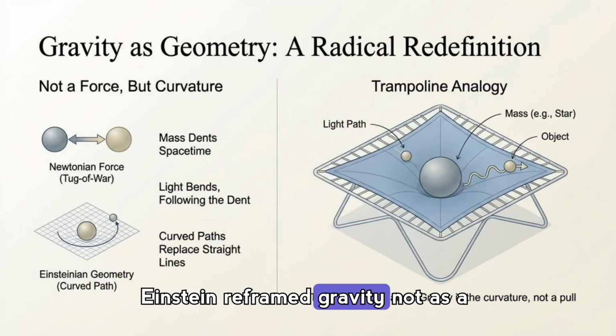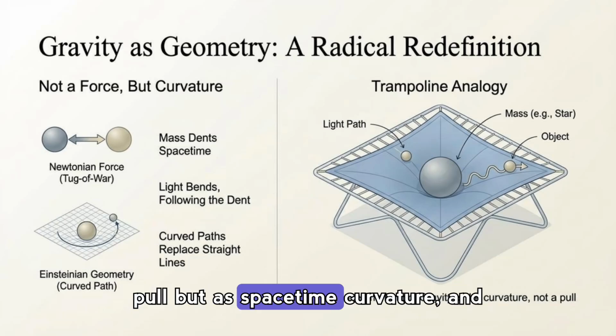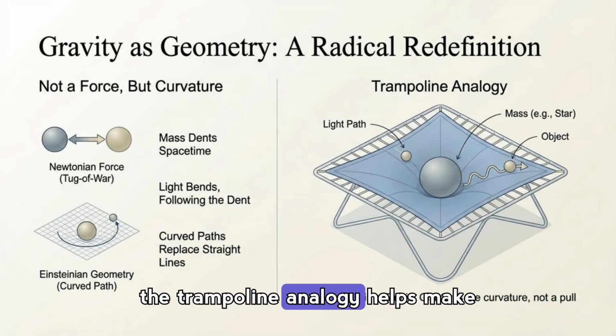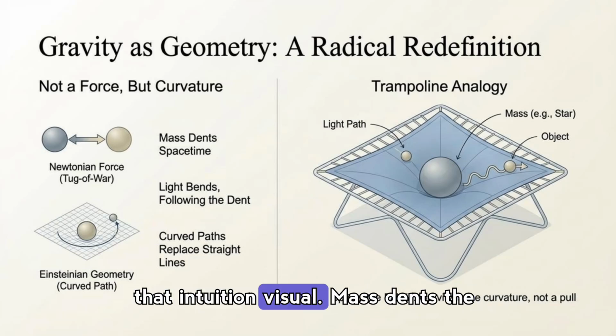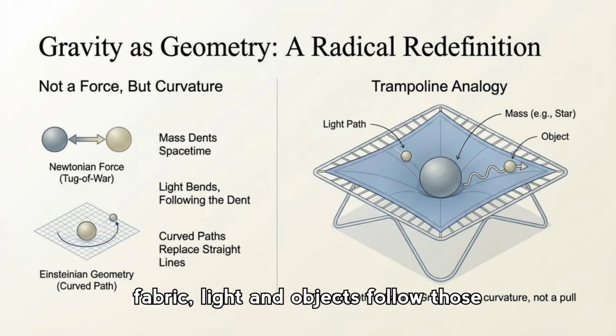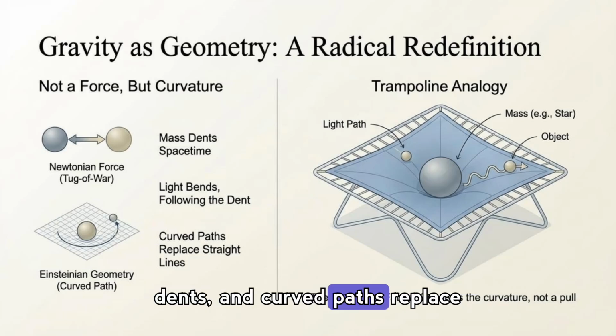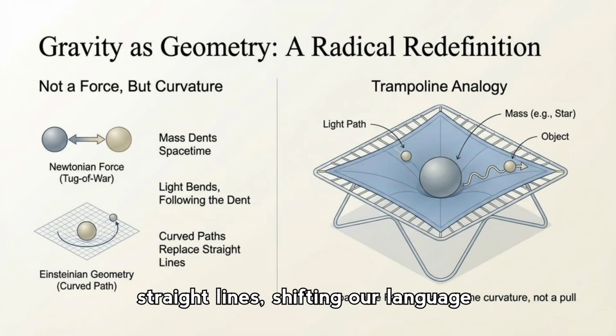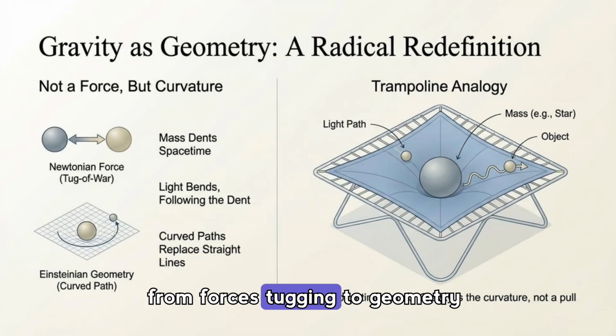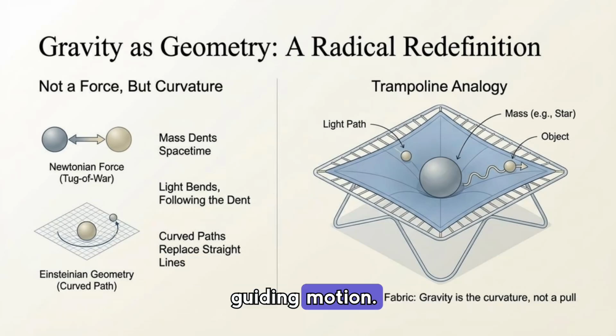Einstein reframed gravity not as a pull but as space-time curvature, and the trampoline analogy helps make that intuition visual. Mass dents the fabric. Light and objects follow those dents, and curved paths replace straight lines, shifting our language from forces tugging to geometry guiding motion.